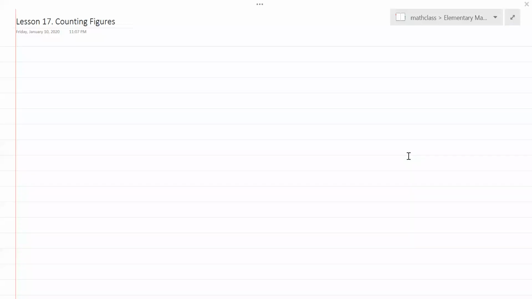All right, so we continue to study elementary mathematics. Last semester we covered 15 lessons plus one review class. So today's lesson is lesson number 17. We are going to study counting figures.